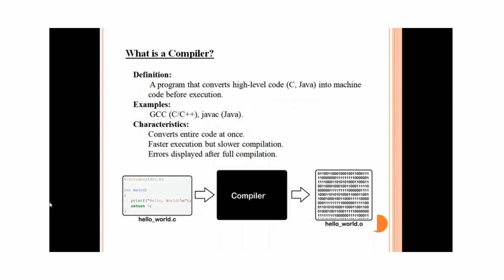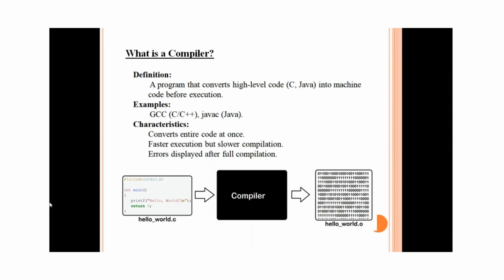What is a compiler? A compiler is a program that converts high-level code into machine understandable code before execution. This is the main point: before execution. Here, a compiler and interpreter do the same thing, which is converting the high-level language code to low-level or machine understandable code. There are several types of compilers and interpreters. The famous examples are the GCC compiler for C and C++, and the javac compiler for Java.